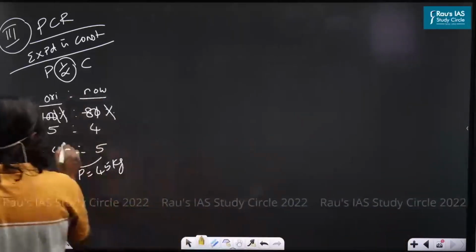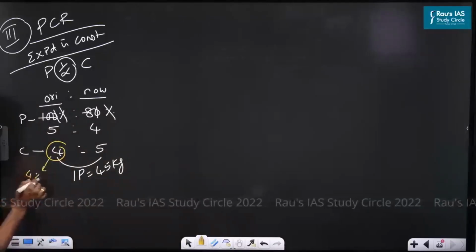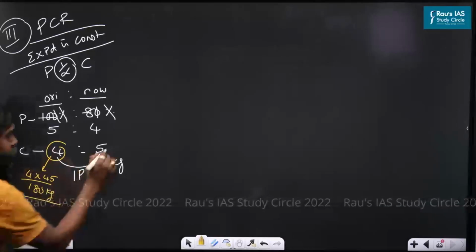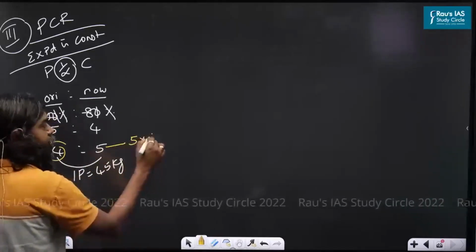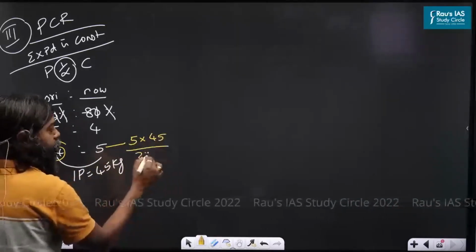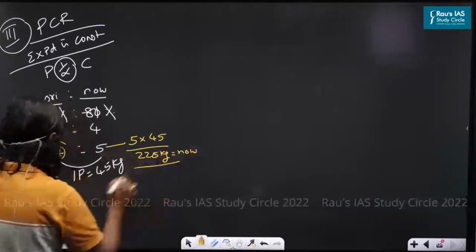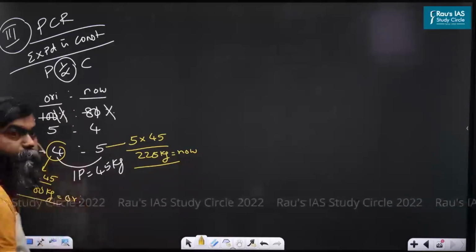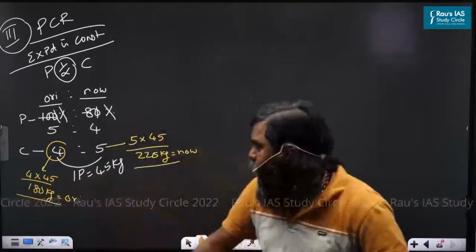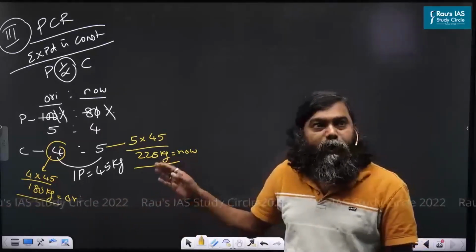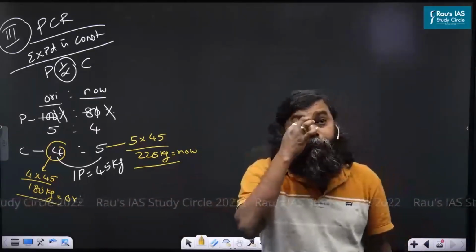1 part is 45 kg. 4 parts is 4 into 45, 180 kg is the original consumption. Now consumption is 5 parts, 5 into 45, 225 kg is the consumption now. All understood? 450 by 180 is the original price. 450 by 225 is the new price per kg. All are getting this?